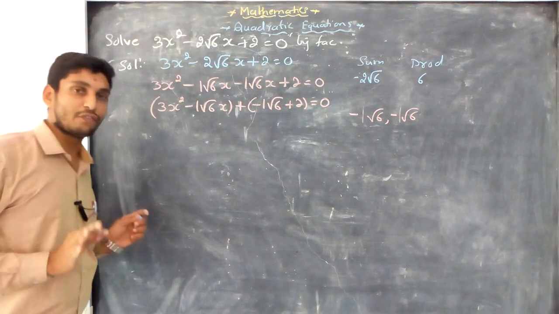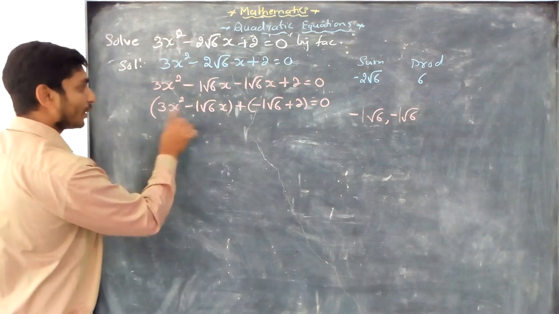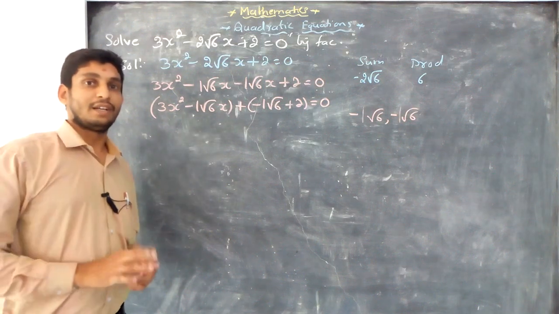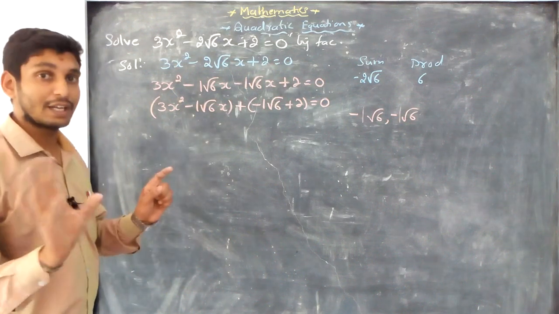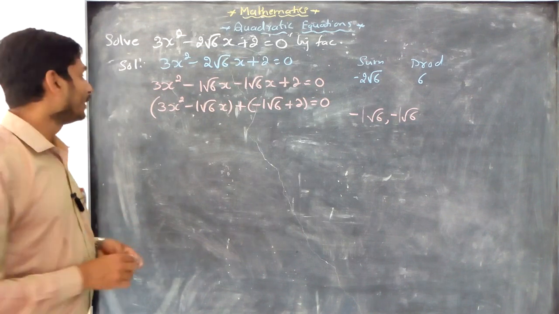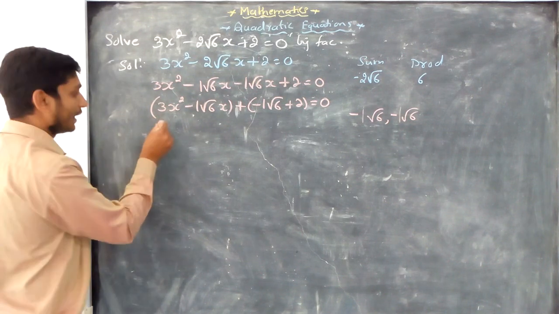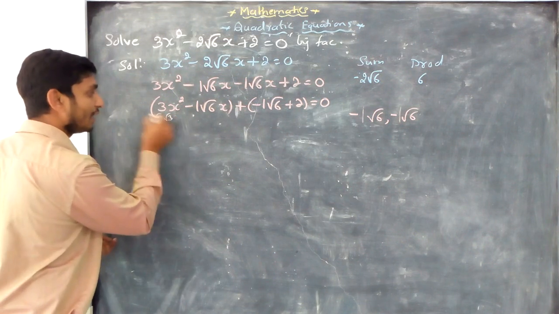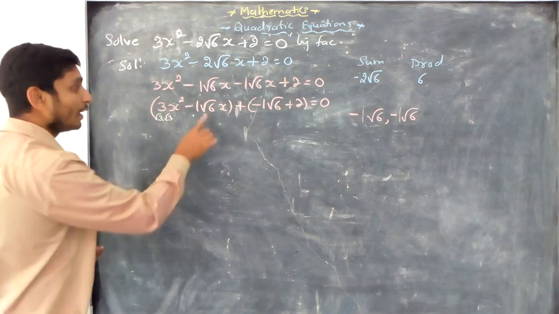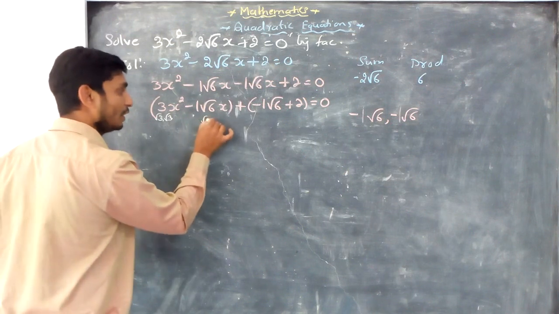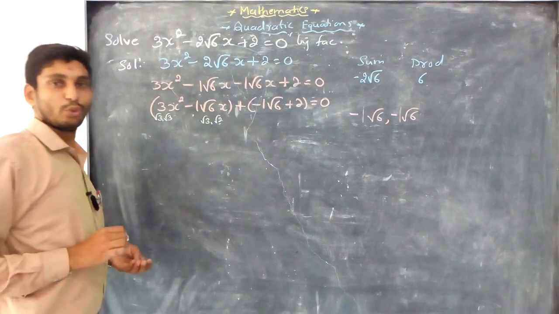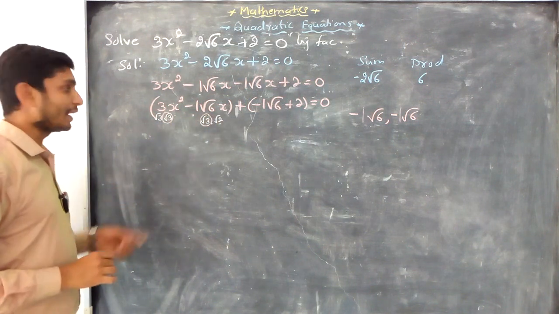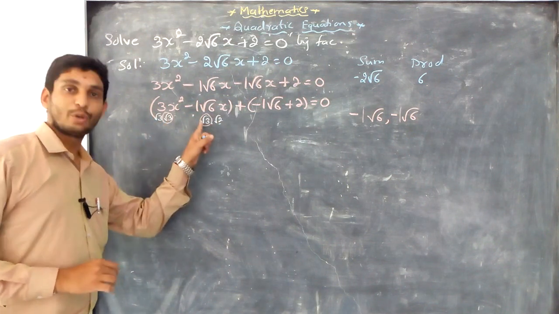Now you should be careful. See, in these two what is common? In 3 and root 6 is there any common? For naked eyes, you can't tell a common, but actually common is there. See, 3 can be written as root 3 into root 3. Is it right? Yes. Root 6 can be written as root 3 into root 2. That's why root 3 is common in both. Is it right? Root 3 is there, root 3 is there.